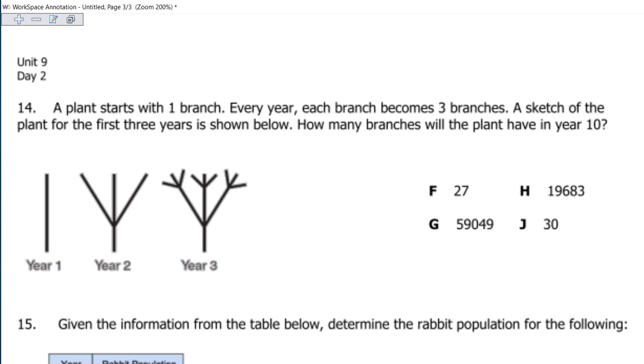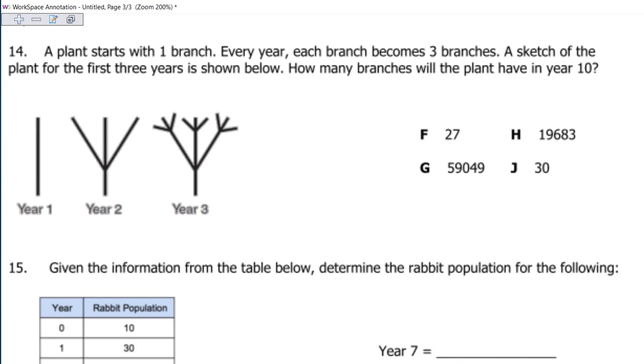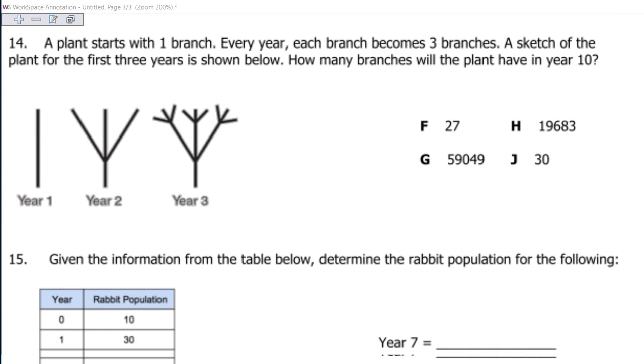Alright, so we've got number 14 here, and it says that a plant starts with 1 branch. Every year each branch becomes 3 more branches. A sketch of the plant for the first 3 years is shown below. How many branches will the plant have in 10 years? So, again, we're going to use that A sub n equals A sub 1 times R raised to the n minus 1.